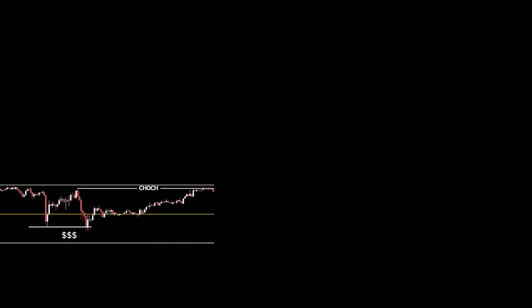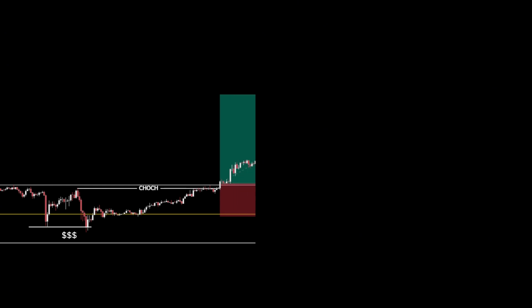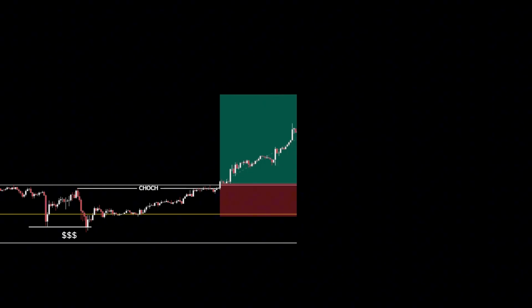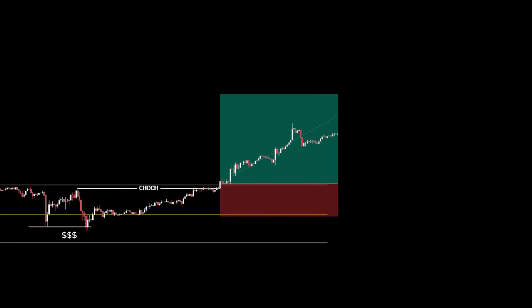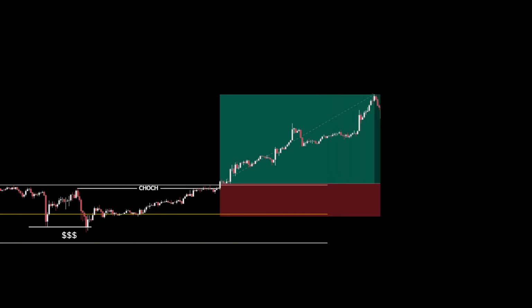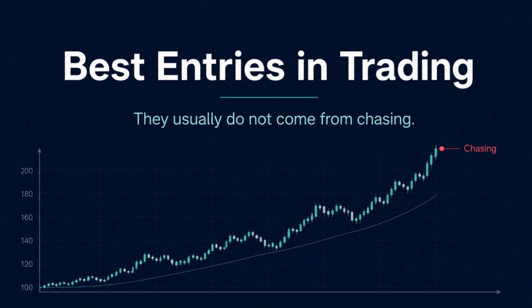And that is the discount and premium strategy. The idea is simple. Stop paying full price for a trade. Let the market come back into your zone, wait for liquidity to get taken, wait for structure to confirm, and then execute with patience. Because in trading, the best entries usually do not come from chasing.